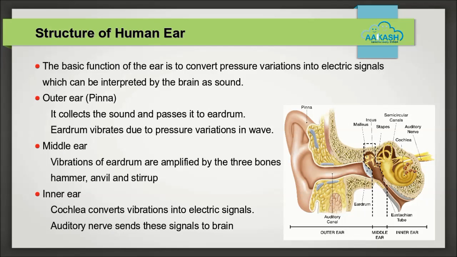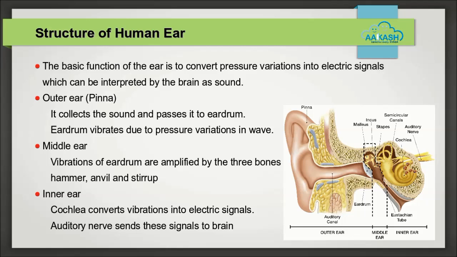Structure of human ear. The main function of human ear is to convert pressure variations into electrical signals, which are then sent to the brain, which interprets them as sounds. The outer ear or pinna collects the sound from surroundings and passes it to the eardrum through auditory canal. Eardrum or tympanic membrane is a thin membrane which is very sensitive to pressure changes in the medium.